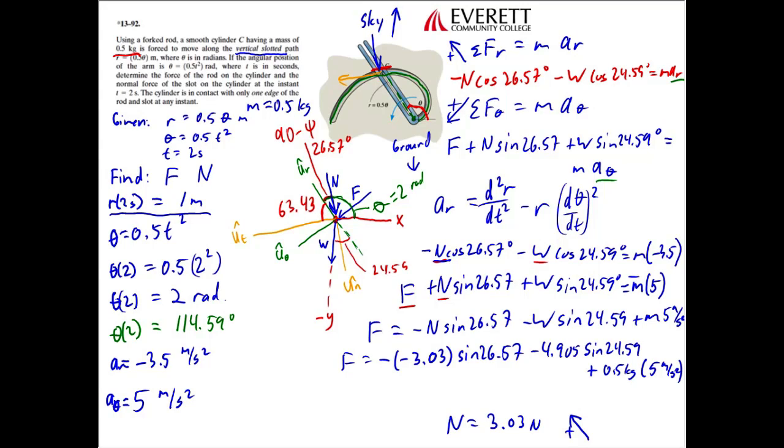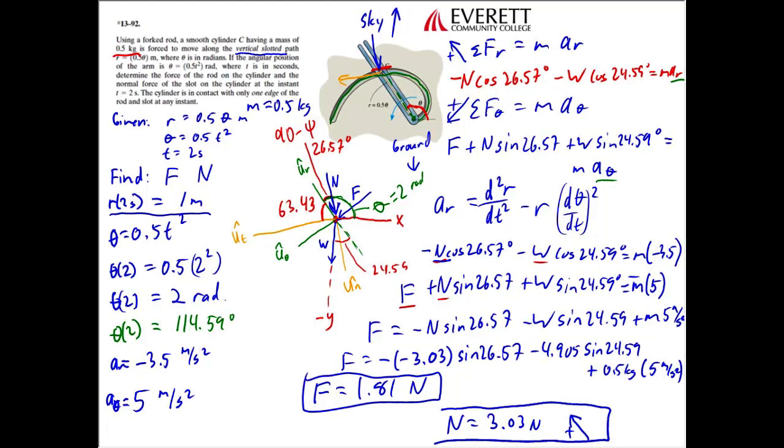Now we just need to plug into our calculator. And when you solve for that in your calculator, you end up getting 1.81 newtons, and that's in the positive direction, so that means we drew the force in the correct direction. In this case it was pretty obvious because we knew which direction the fork was moving. So there's our answer. We have the force of the rod on the cylinder is 1.8 newtons. The normal force of the slot on the cylinder is 3.03 newtons. The force of the rod on the cylinder is positive theta direction. The normal force of the slot on the cylinder is the positive normal direction.